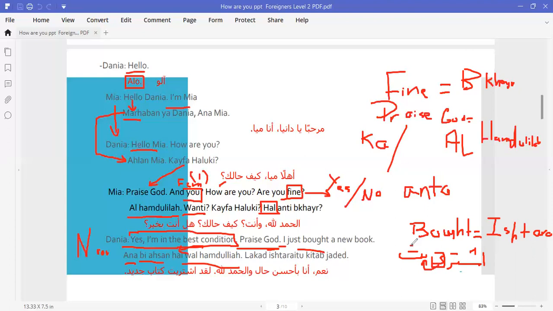Book is kitab. In Arabic language we start with the noun. Meaning, if you start in English with a new and then book, in Arabic you start with book. Book is kitab, new is jadid. But of course, when she said I just bought a new book, this book is unspecified. She didn't specify what this new book is, so it's unspecific or unspecified.